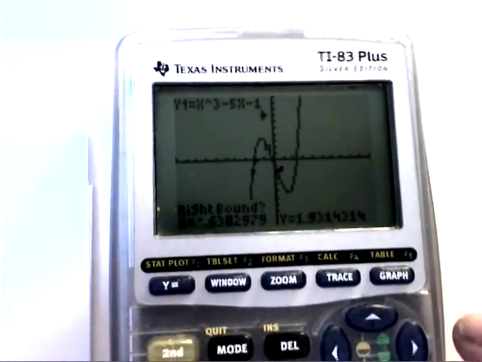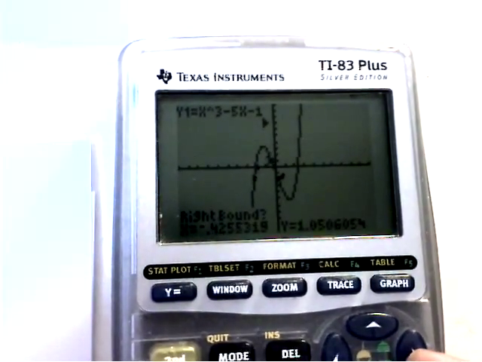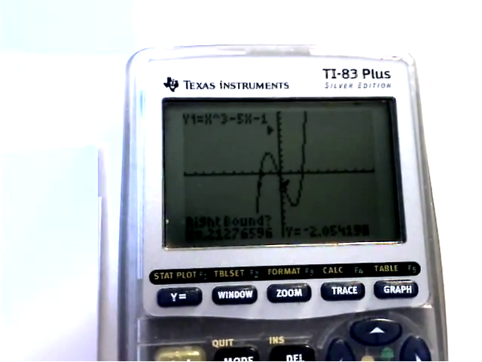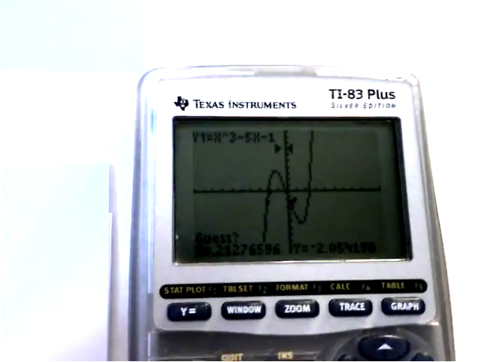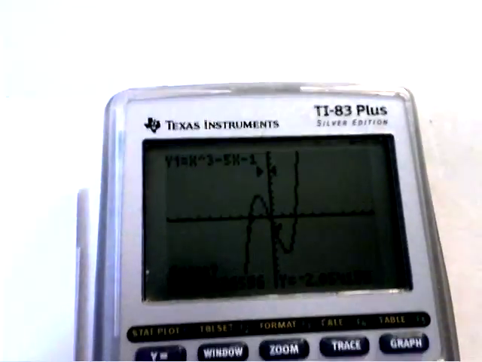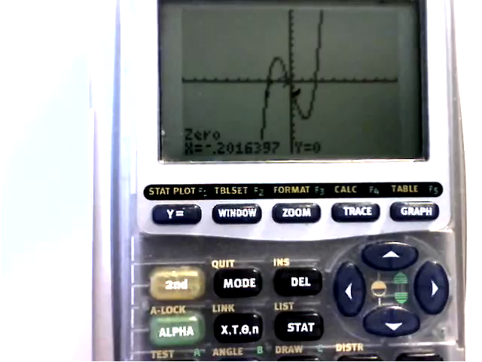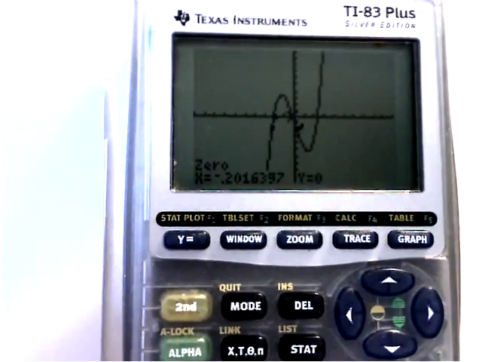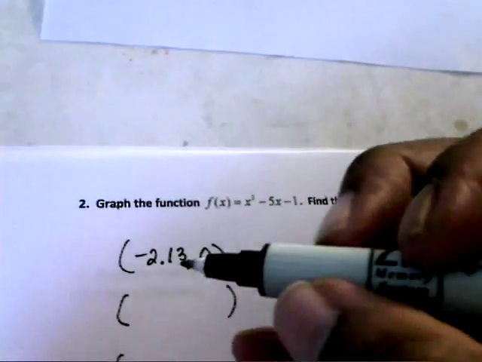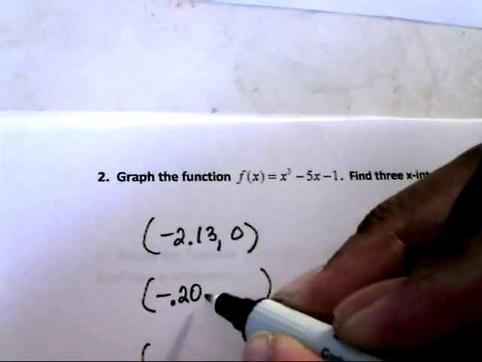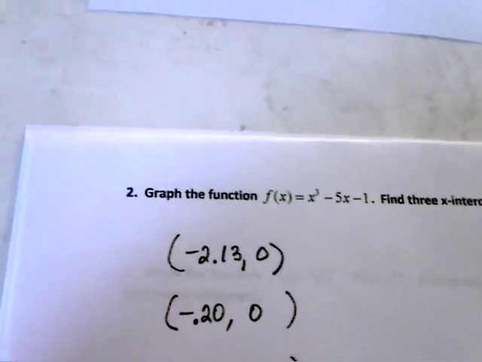And then you're going to position the blinking cursor below it after right bound, and then press enter. Then after guess, you'll press enter. And that's the second x-intercept, which is negative 0.20 and 0.